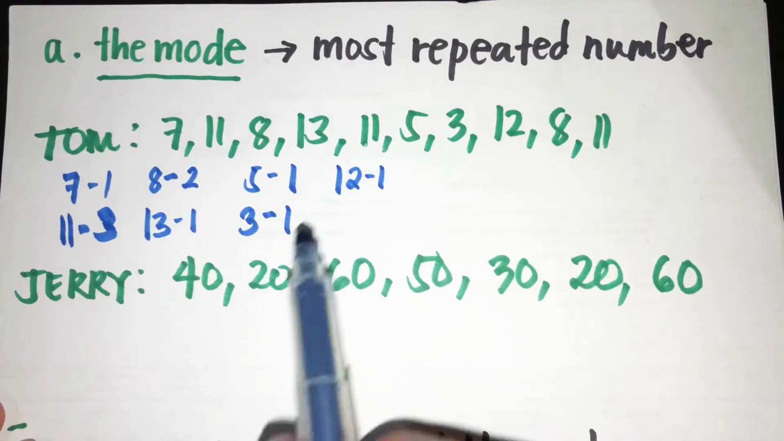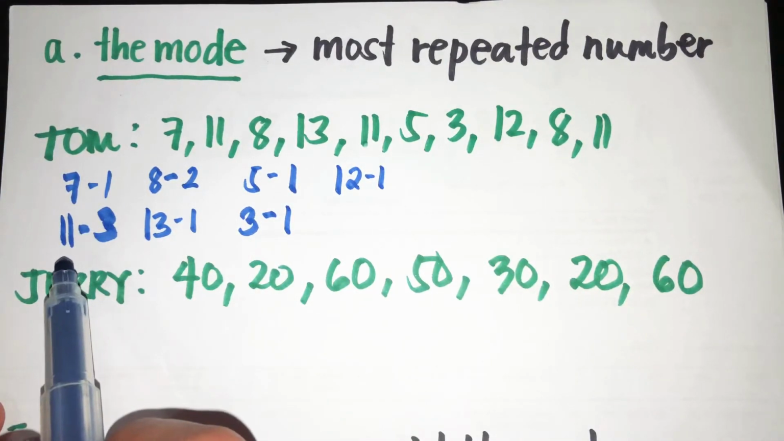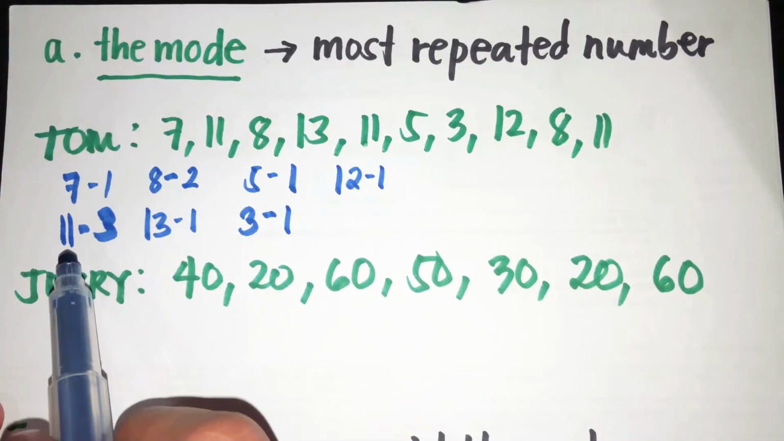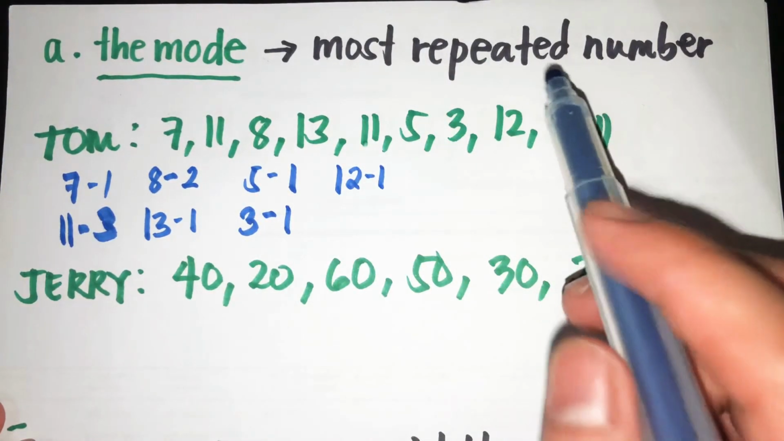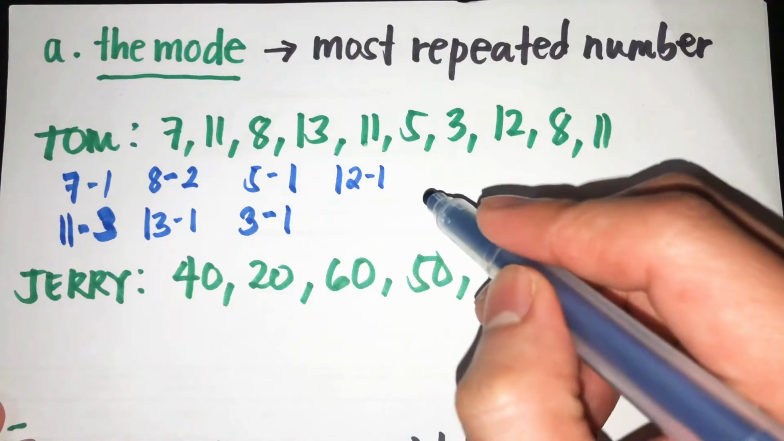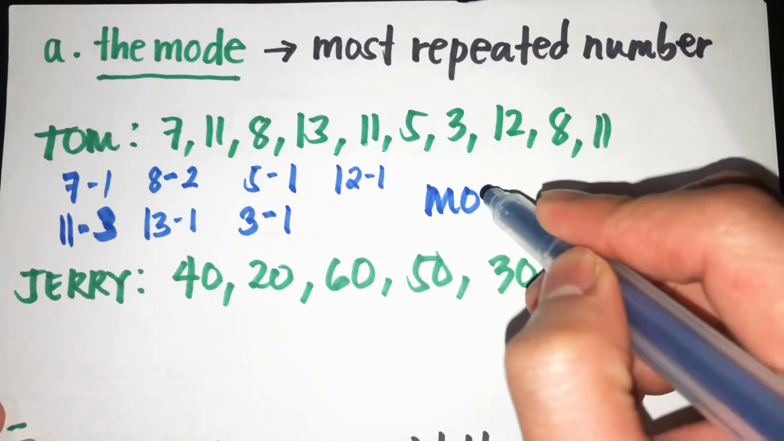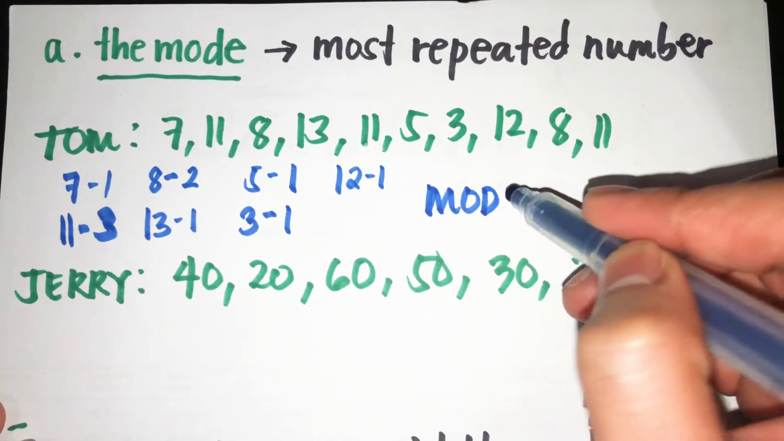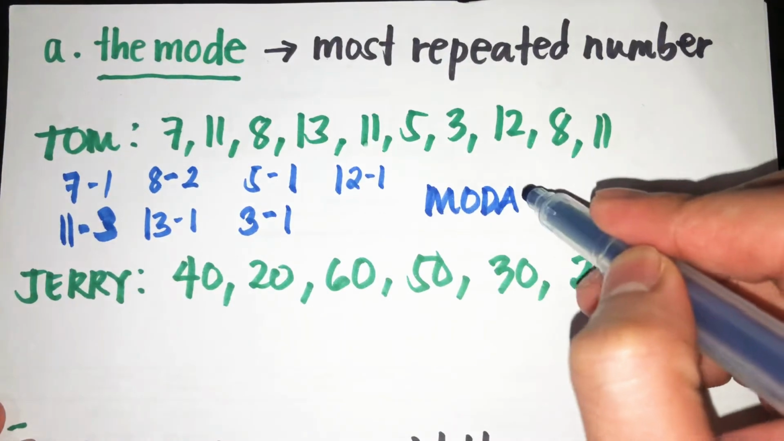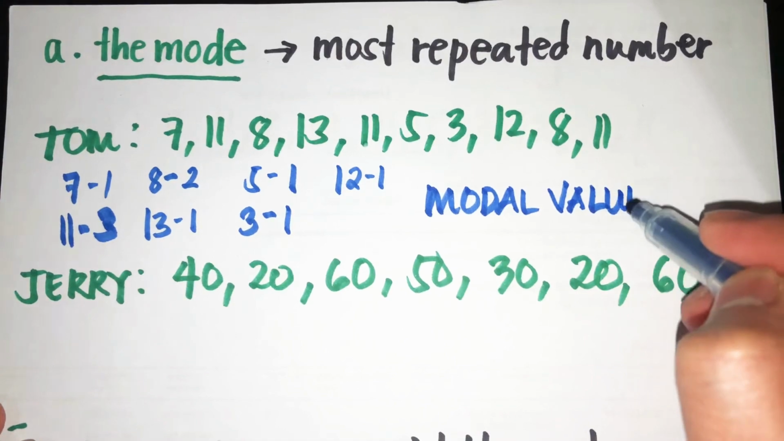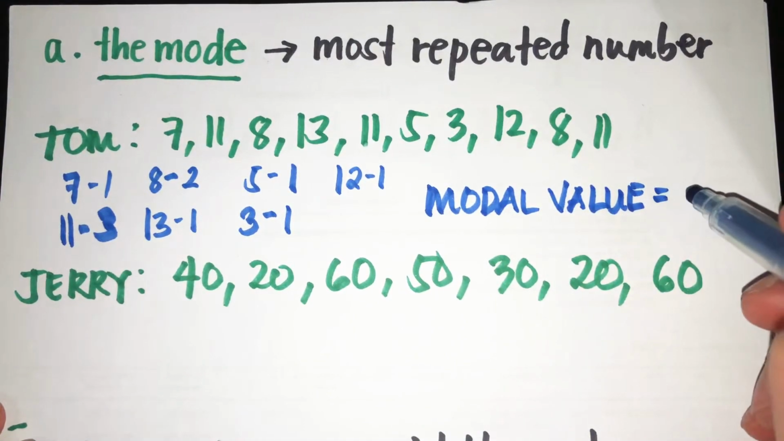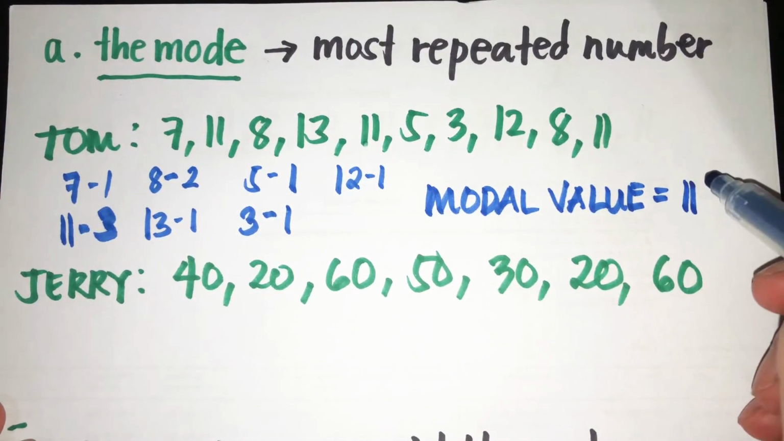Now in these values, we can see that 11 appears 3 times in the given set. So meaning it is the most repeated number. So we can say now for Tom, the mode, or the modal value, is 11.